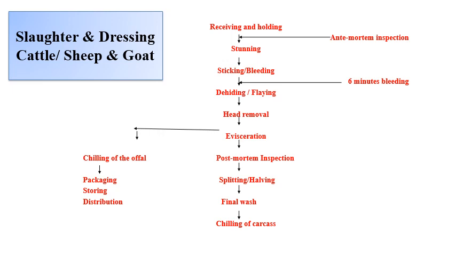After that, removal of the hide, which is also called dehiding or flaying. After that, removal of the head. Then removal of the organs, which is called evisceration, and these organs are taken separately and the edible organs are chilled and stored for distribution. Then after evisceration there is post-mortem inspection. After that there is splitting and halving, in the case of large animals, not in the case of sheep and goat. After that there is final washing and chilling of the carcass for further use. So this is an overall picture of the whole process, of which today I am going to discuss only up to the bleeding.